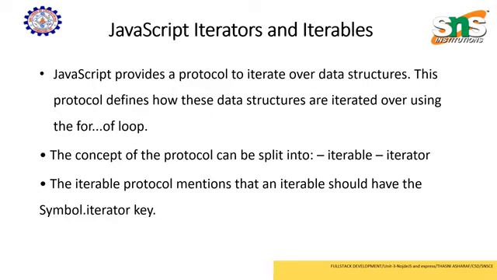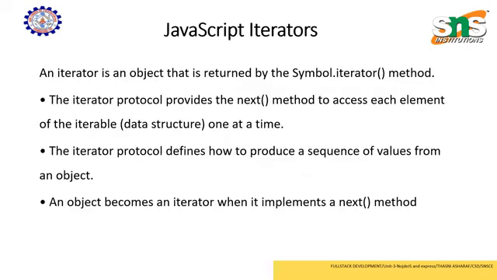Next, JavaScript iterators and iterables. It provides a protocol to iterate over data structures. This protocol defines how these data structures are iterated over using the for loop, and the concept of the protocol can be split into iterable and iterator. The iterable protocol mentions that an iterable should have the Symbol.iterator.